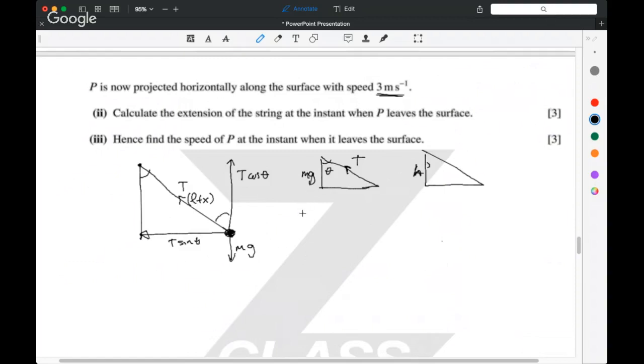So let's talk again about how we're just about to leave the surface. It's true that T cosine theta is equal to mg. That's still true. The vertical forces are completely balanced. But now, this is theta, and this is L plus x. So the cosine of theta is actually h over L plus x. So this is T h over L plus x is equal to mg.